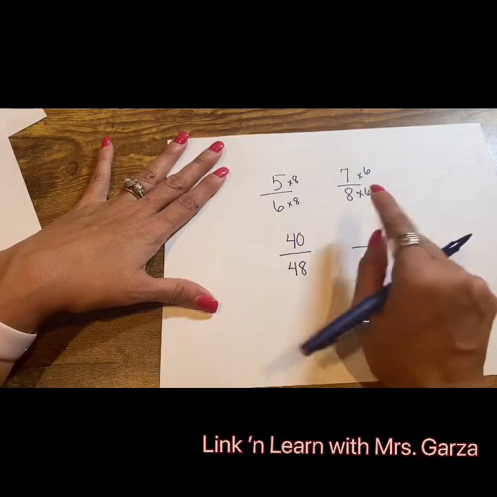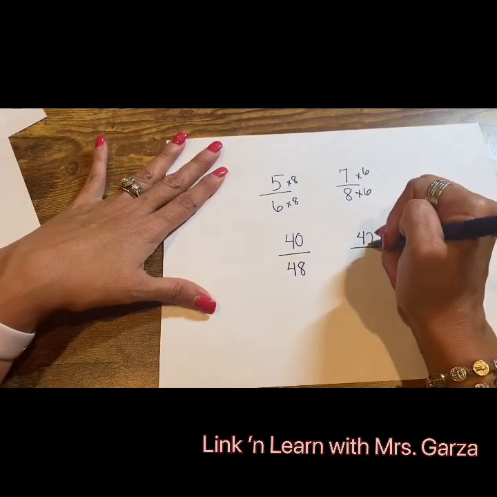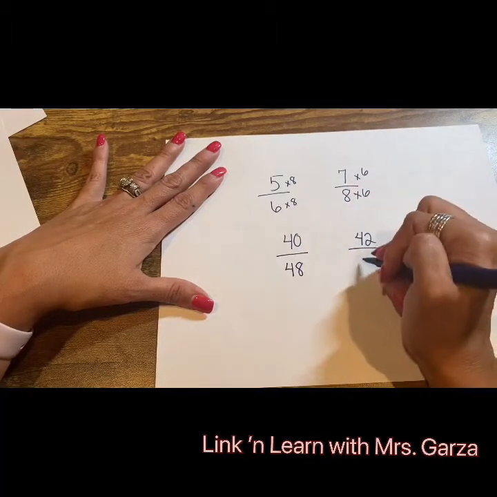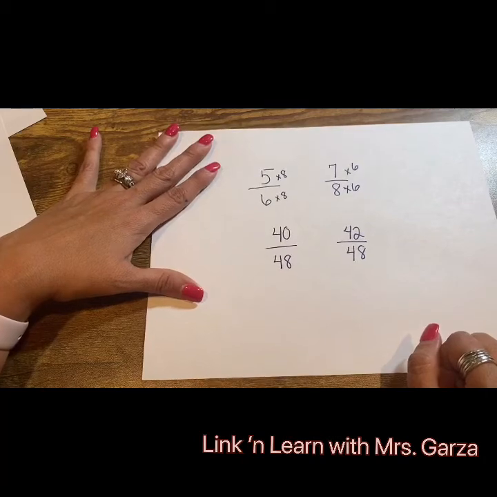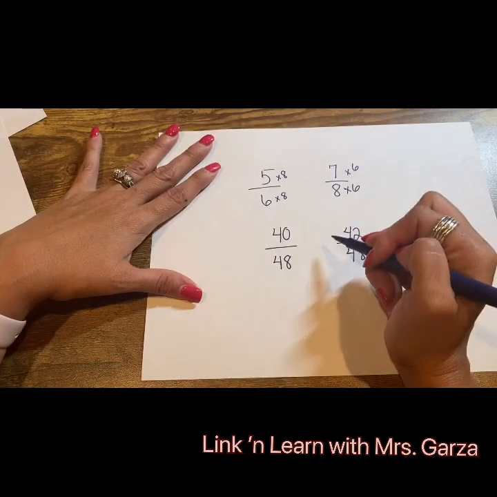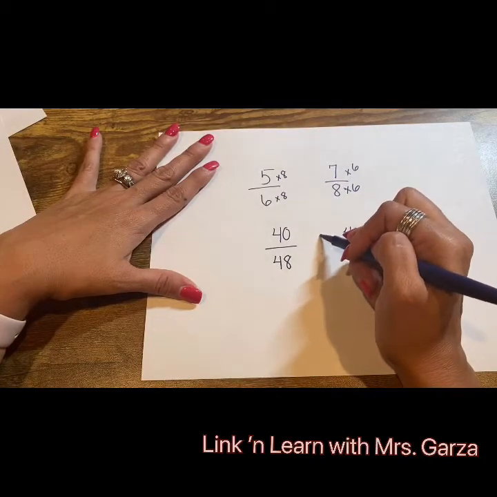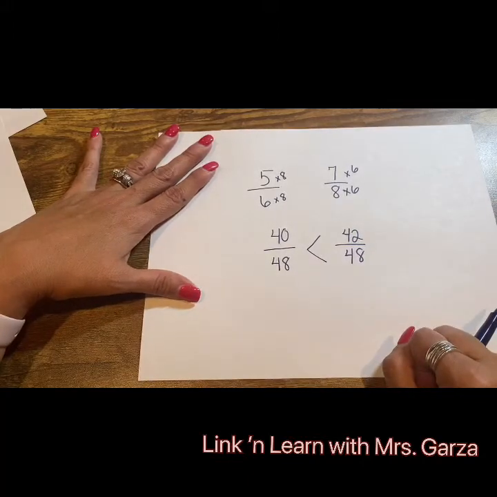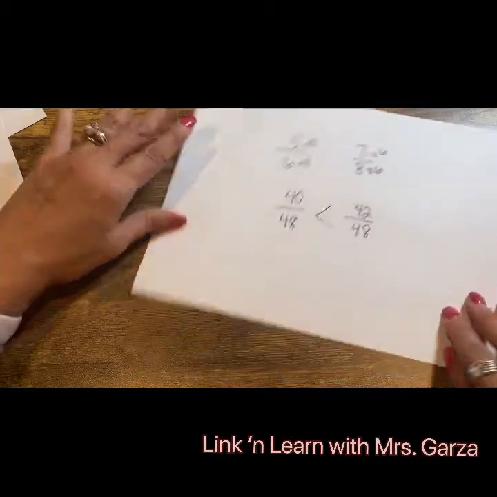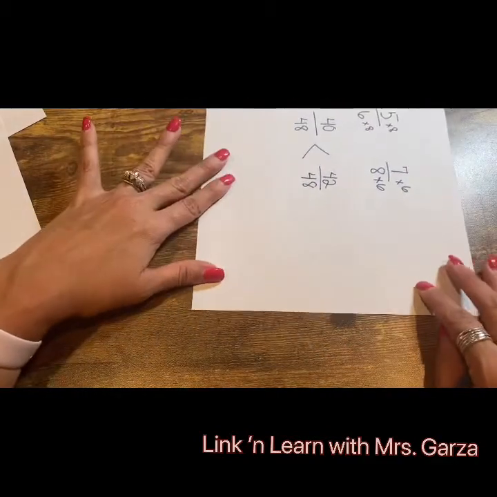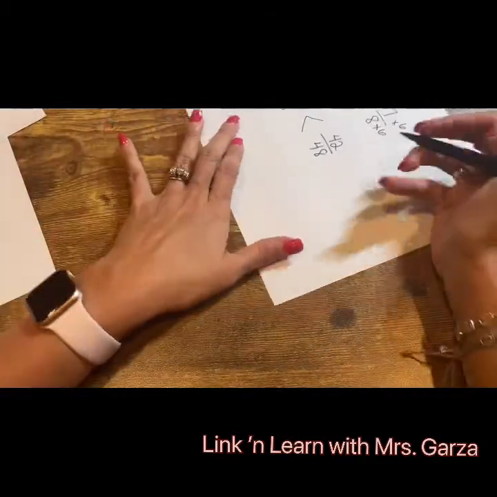So 7 times 6 is 42, and 8 times 6 is 48. Now, which one is greater? Well, 40 over 48 is less than 42 over 48, okay? Now, one more just to show you the equal, okay?